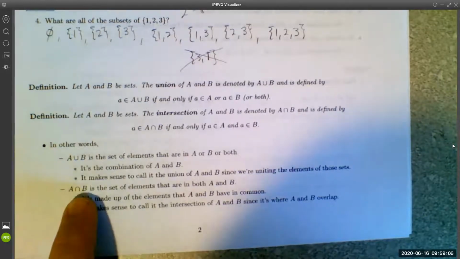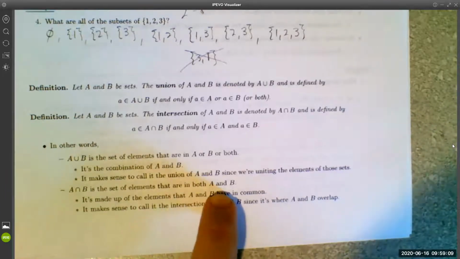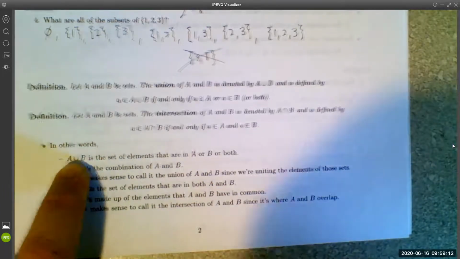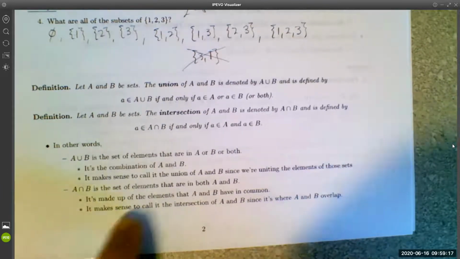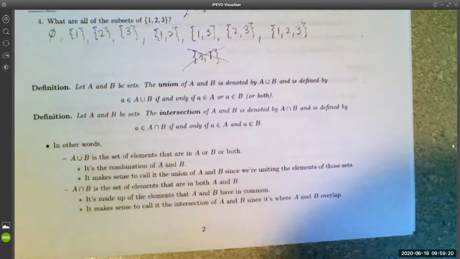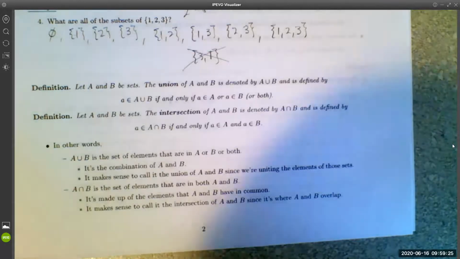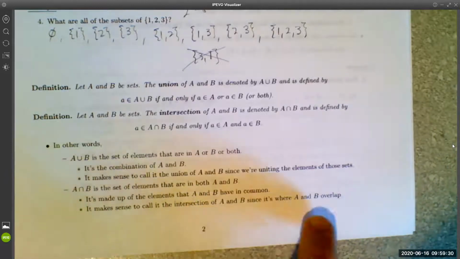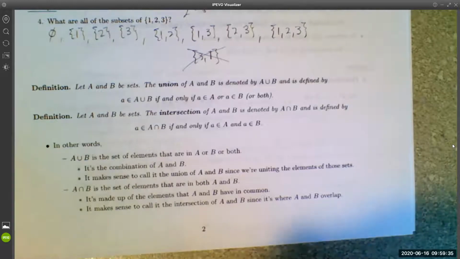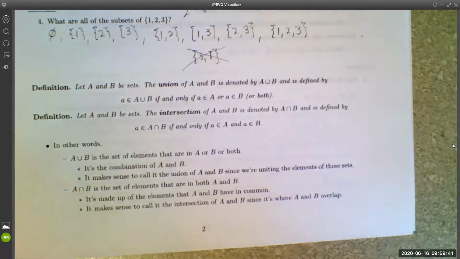A intersect B is the set of elements that are in both A and B. So union is or, intersection is and. Okay, so A intersect B is made up of the elements that A and B have in common. It's the elements where A and B overlap, right? That's A intersect B. And it makes sense to call it the intersection of A and B. It's where A and B overlap. It's like when you have two streets that cross at an intersection, then that little square of road is where it's like both of the streets simultaneously, right?